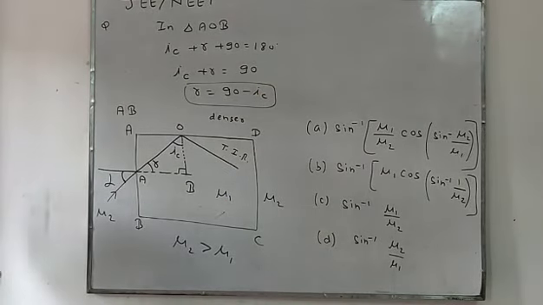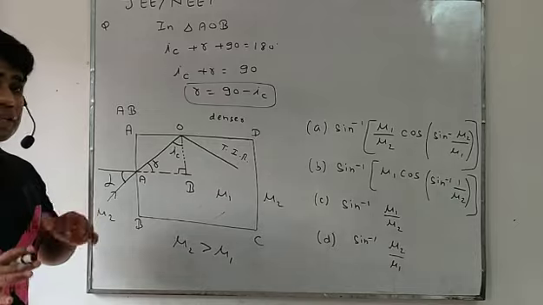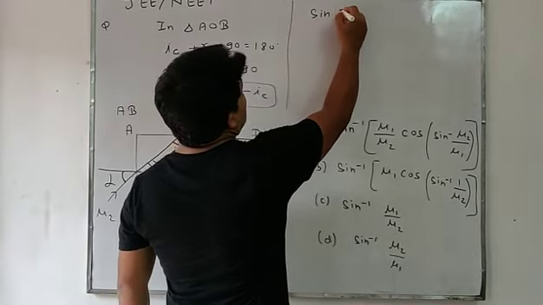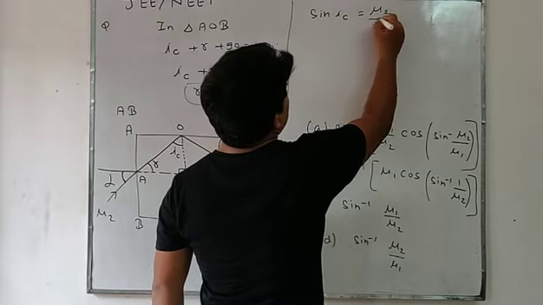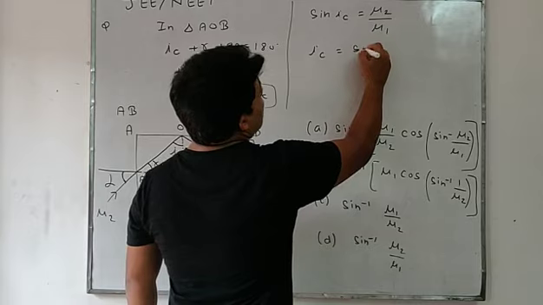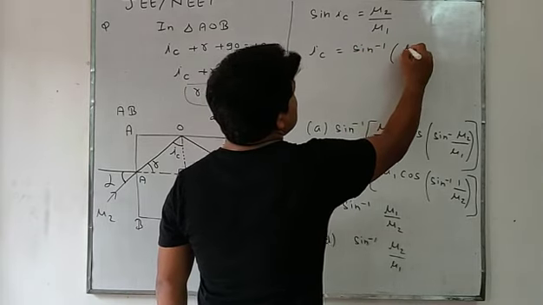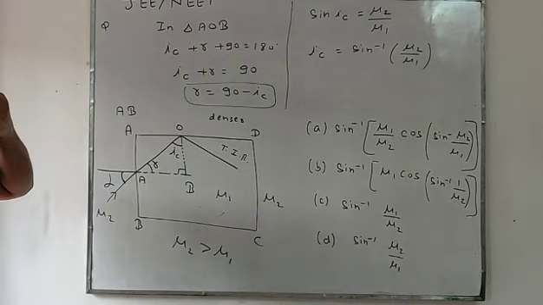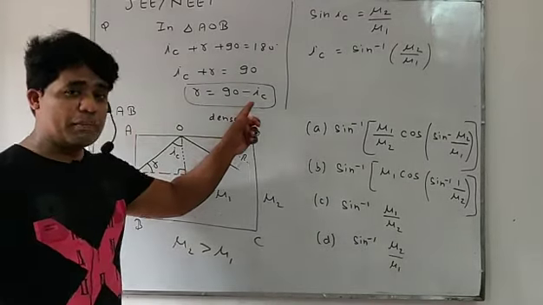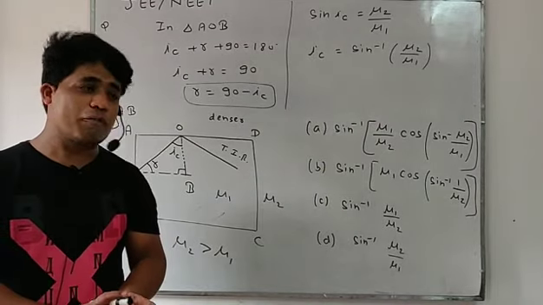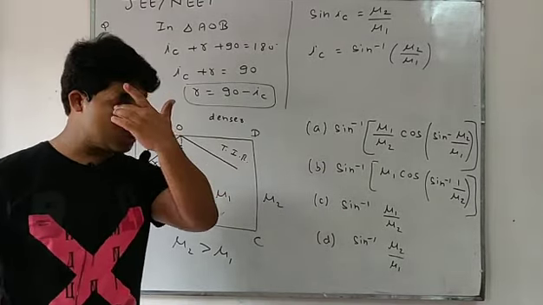Understood, students? Now students, look at the second thing. We know one more thing. Sine IC is mu2 by mu1. So what should be IC? That is sine inverse of mu2 by mu1. So remember these two values, the value of R, 90 minus IC, and this, that we found by the condition of total internal reflection, just as we did before in the previous question.